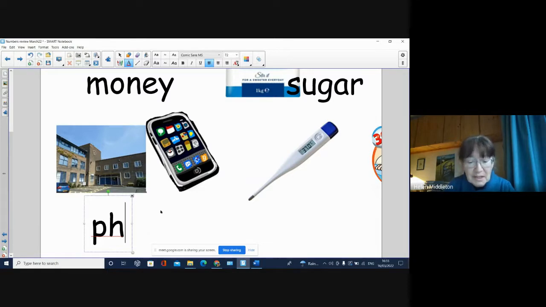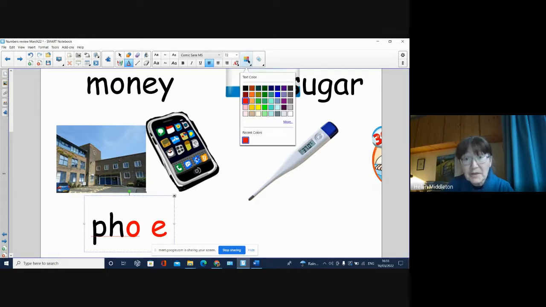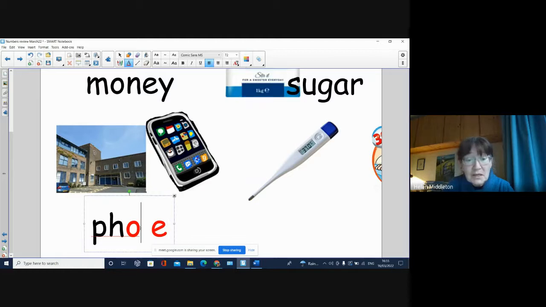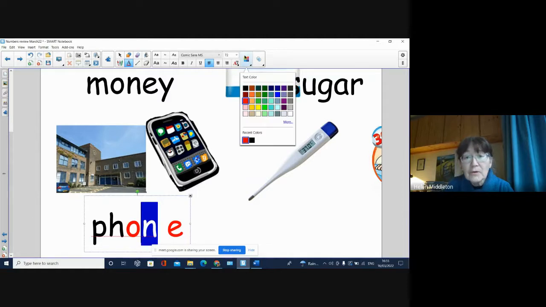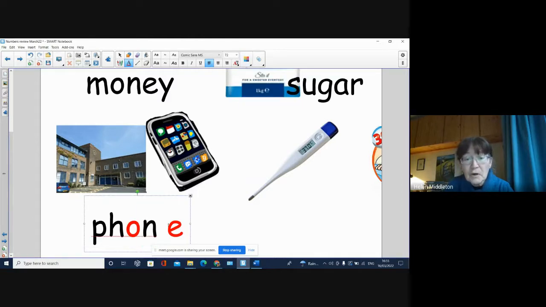Then we have the other letters. Then we have an O. To make the O, I need an O and an E together. And then I need one more letter, which is N. Phone.